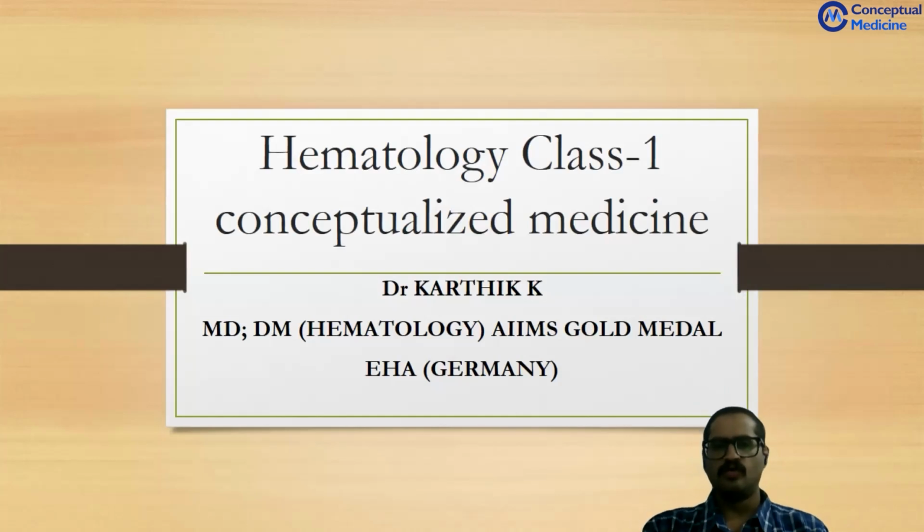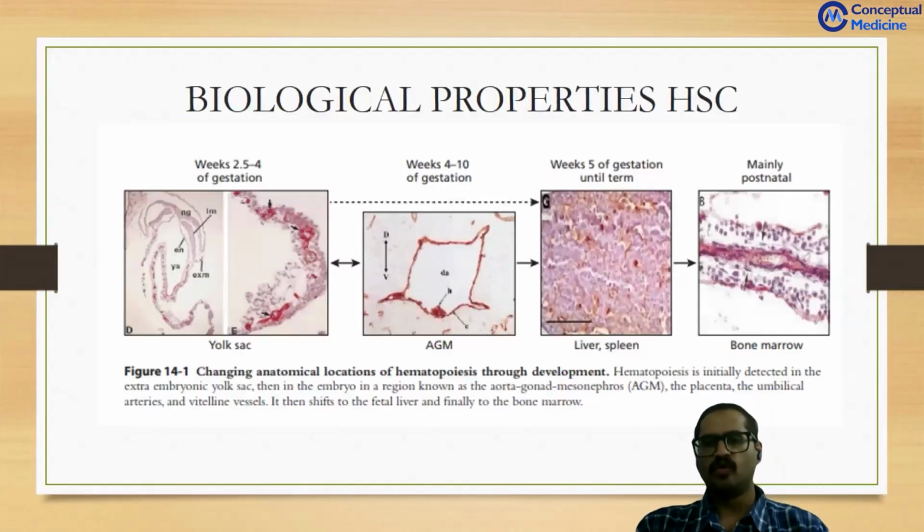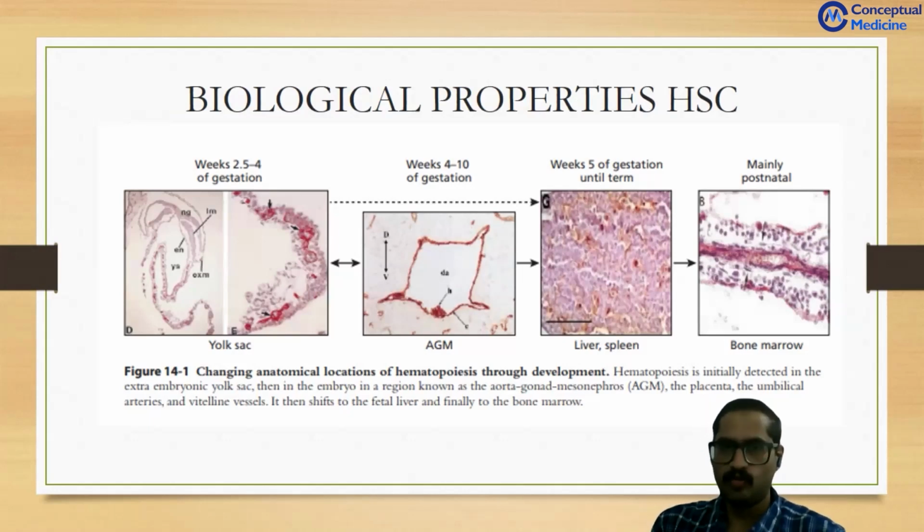OK, so I will start with the basic of hematopoietic stem cells. So on the top, on the first left corner, you can see the yolk sac. So the basic hematopoiesis starts in the extra-embryonic region called the yolk sac, where you can see the red blood cells engorging the yolk sac. The first cell to appear in the yolk sac is the red cells. These red cells are important for the developing cardiovascular system in the early hematopoiesis.